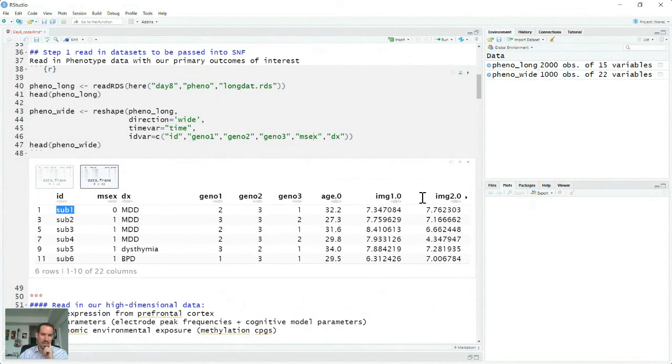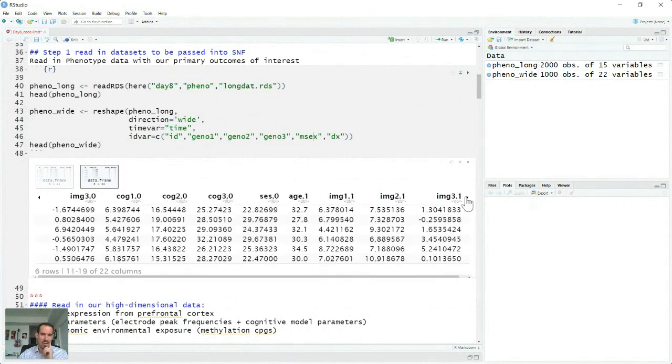Subject 1 is here. Their first observation for imaging variable 1, at time point 0, is here, and in another column over here, at time point 1, the next time point, their value is 6. You see, it's on the same line, and it has to do with how we can analyze data. So it's something to think about.